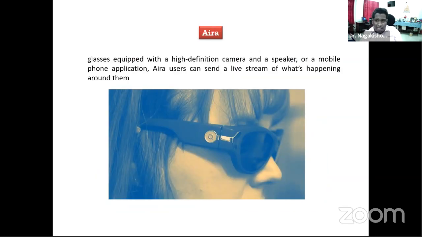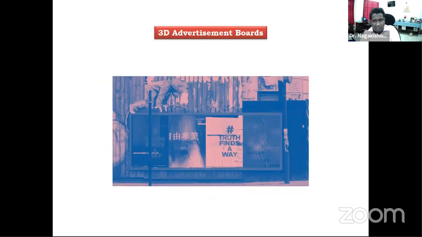Okay, next, Ira. So Ira is very similar to what I said about a project before. A blind person will get glasses, and what is going on in front of them is live streamed and recorded, and text transmissions are done, and from the text, text to speech conversions are done, and by using earphones the person can listen to what is going on in front of him or her. So Ira is also doing like this only. In India also that project is going on.